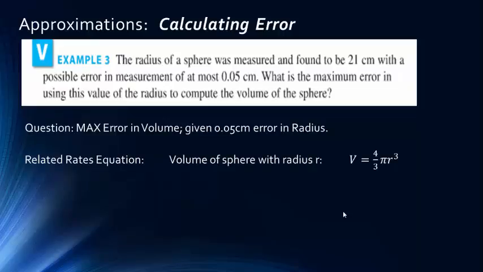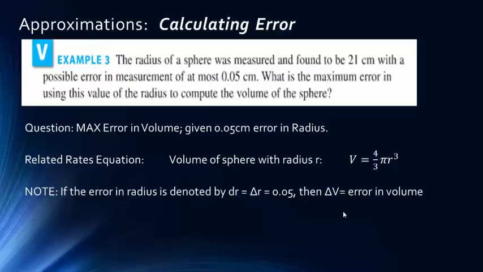Okay? Remember from our related rates that a volume is equal to a function of radius, 4/3 pi r cubed. And if the error in radius is denoted by dr, that's the problem in radius, this equals approximately 0.05. Okay? This is a given in the problem. The radius of the sphere was measured and found to be 21 centimeters with a possible error. Then dV is going to be the error in volume. So if I think about dy equals f prime x dx, remember that's the setup equation I gave you, or the definition, then we're looking at dV.